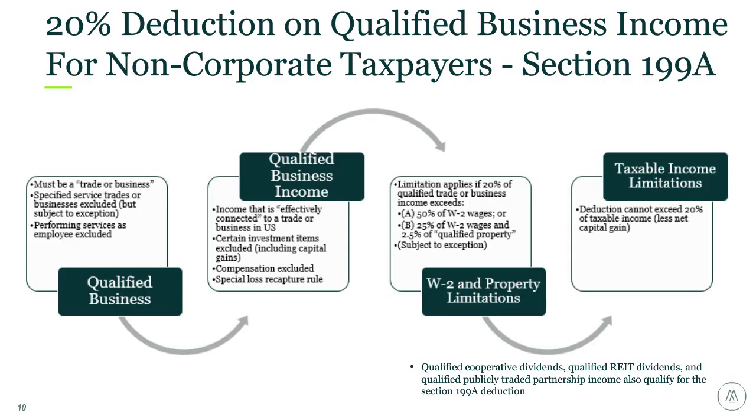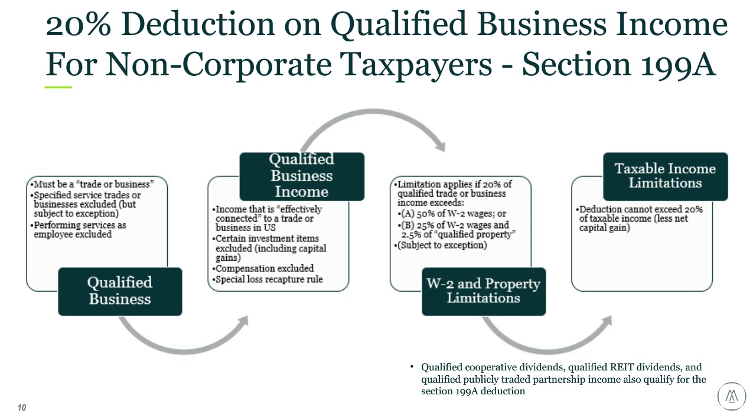As Jim mentioned, when we were thinking about choice of entity in this new environment that we're operating in, one of the material considerations, if not the material consideration that businesses are going to have to think about is their ability to qualify for this new 20% deduction under Section 199A. What Section 199A does is basically give a 20% deduction on qualified business income to non-corporate taxpayers.